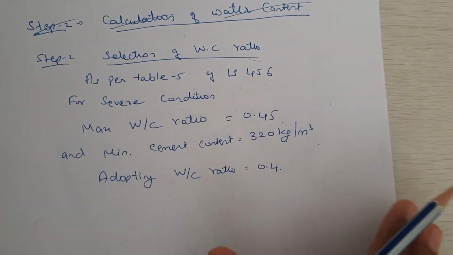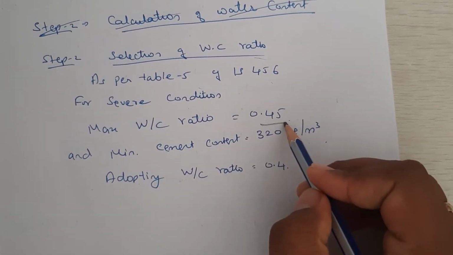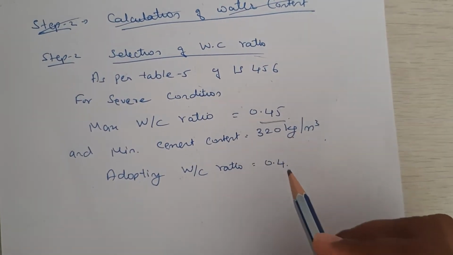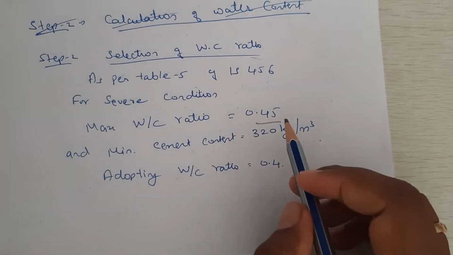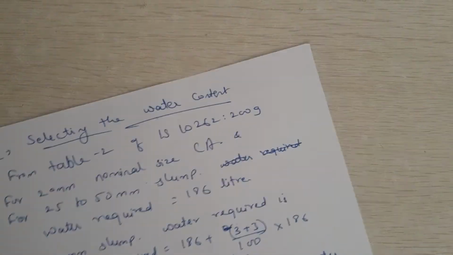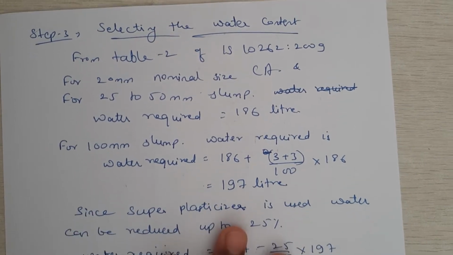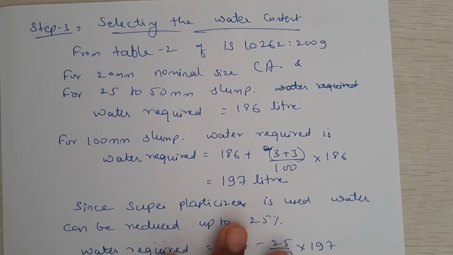This is the maximum water cement ratio, right? So whatever water cement ratio we adopt must be less than this. So we are adopting it as 0.4. Next step is selecting the water content, where we are going to calculate the amount of water to be added.